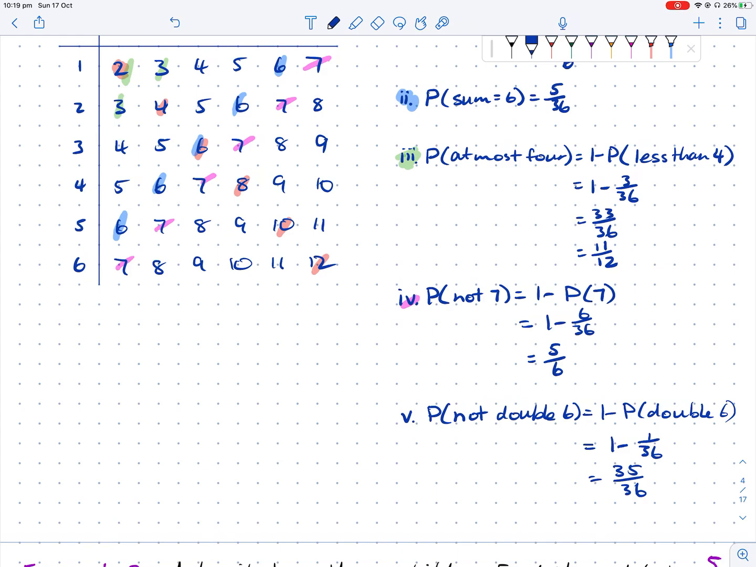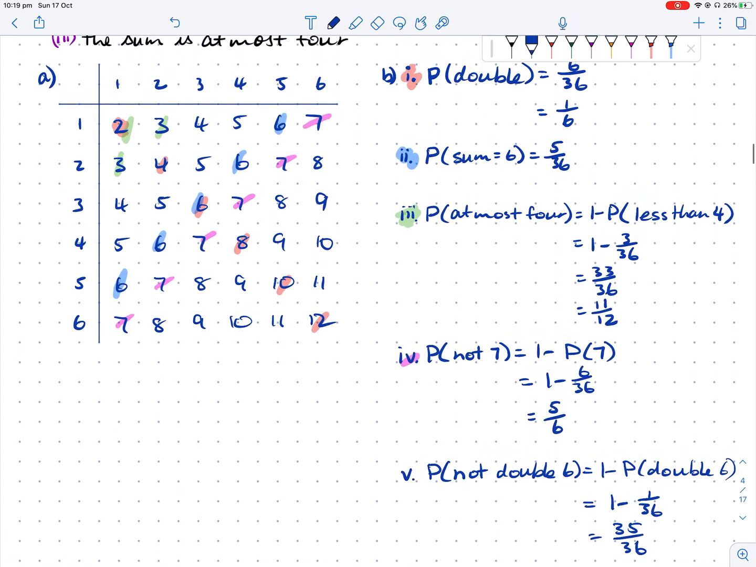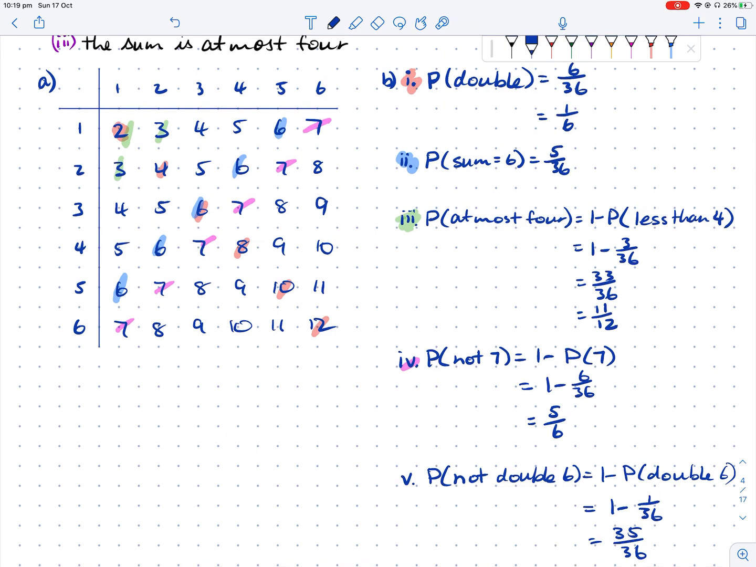So that's how we can use a table to represent our results. Now, it doesn't have to always be two exactly the same experiments. So it doesn't have to be 2 dice. It could be a dice with a coin. Then you'll have slightly different outcomes on each of the dimensions of your table. So you just need to make sure you're reading it carefully.